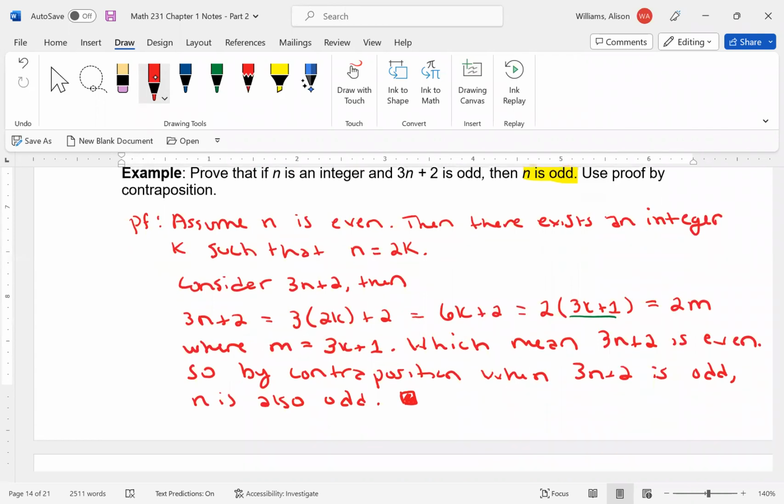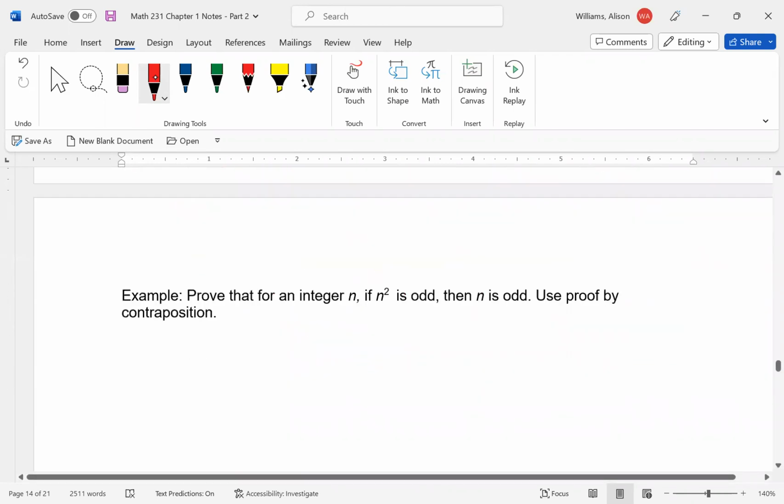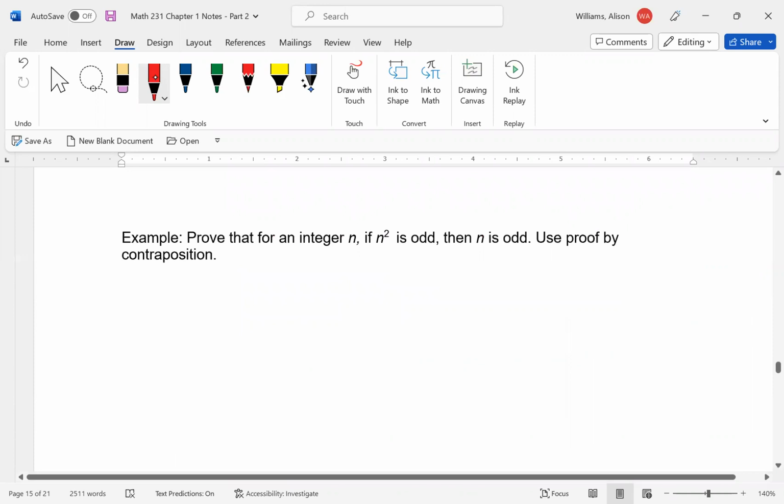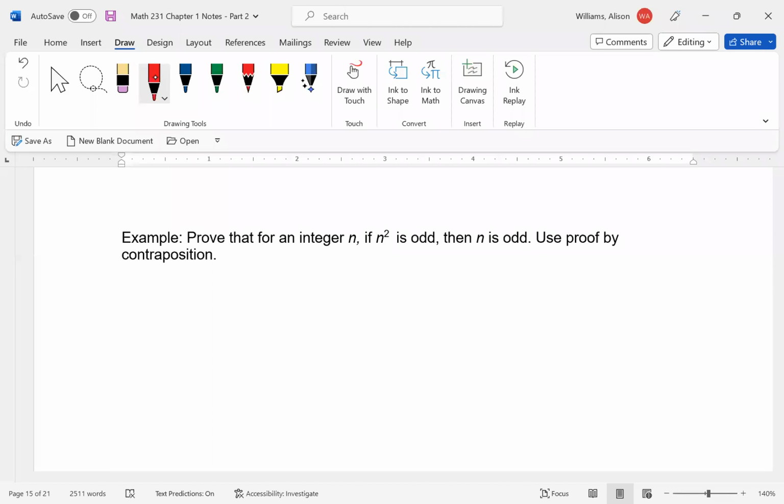Okay, so let's try another contraposition proof. Prove that for an integer n, if n squared is odd, then n is odd. Okay, so again, same kind of basic format, right? We're going to do the opposite in the opposite order. So since this is P and this is Q, I'm going to assume not Q. So I'm going to assume n is not odd. In other words, I'm going to assume n is even. Okay, so I'm going to start with that.